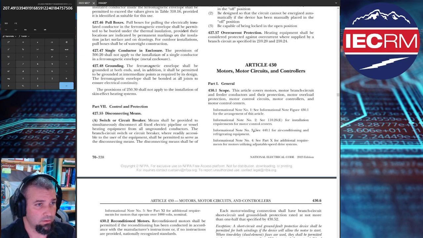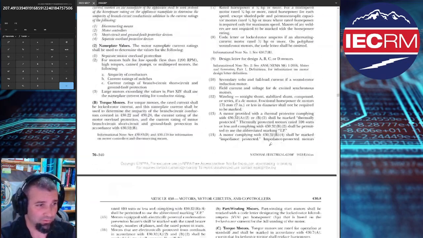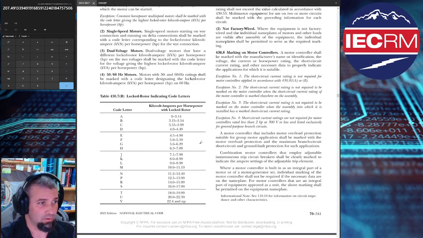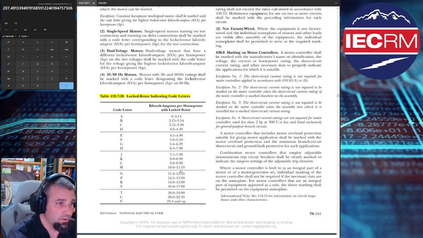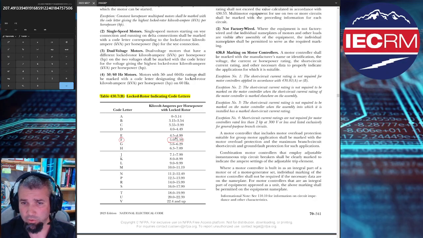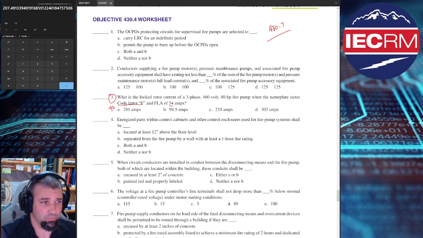Okay, this is one where we're going to need to use some nameplate info, right? Remember I told you there's occasionally some. 430.7(B) is your locked rotor indicating code letters. For this one specifically, we're talking code letter F. Then we are given a range, 5.0 to 5.59. Now, we're going to use the worst case scenario, so we will use that 5.59. So we're going to get that max, hopefully, locked rotor current on this one.